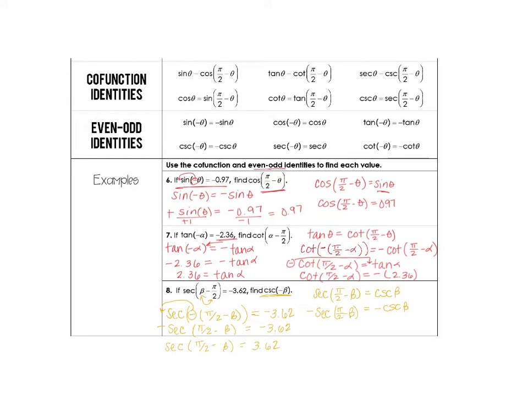And then here, again, I'm just going to bring down this other side, negative secant of pi over 2 minus beta. And now using our even and odd identities, that tells me I can move that negative in. And so that's going to be cosecant of negative beta. And finally, that's going to be what we need. So here, making this substitution, we have negative 3.62 is going to be equal to cosecant of negative beta.